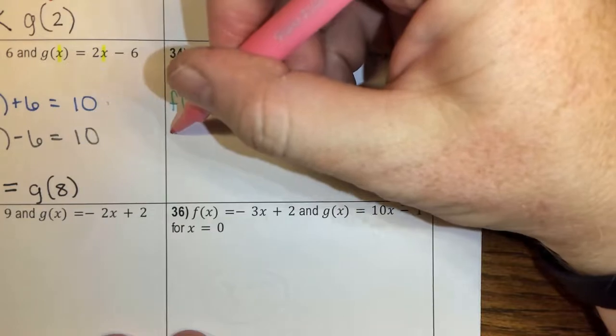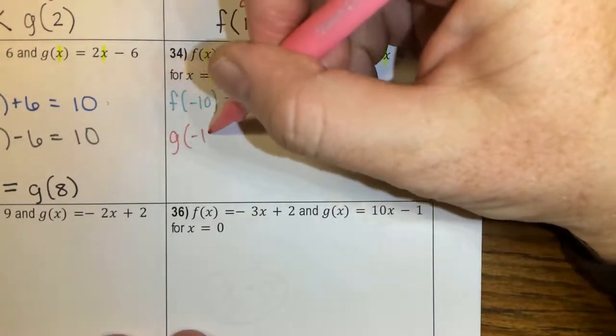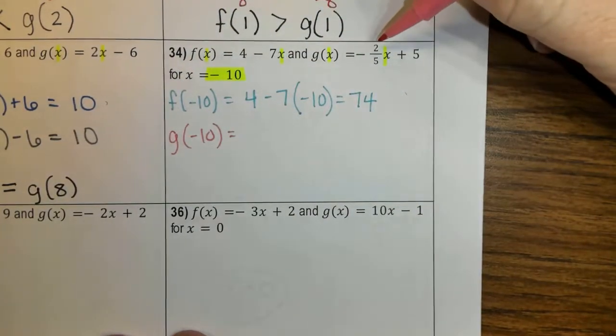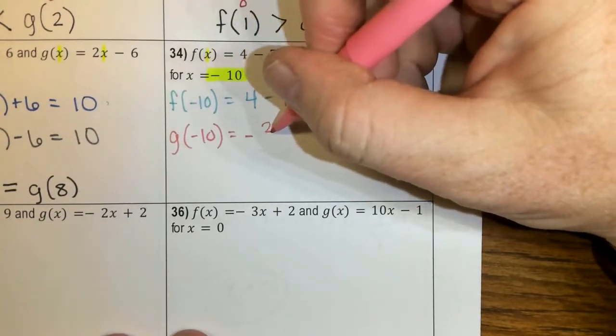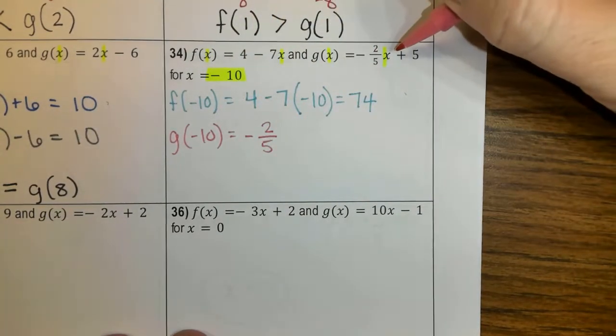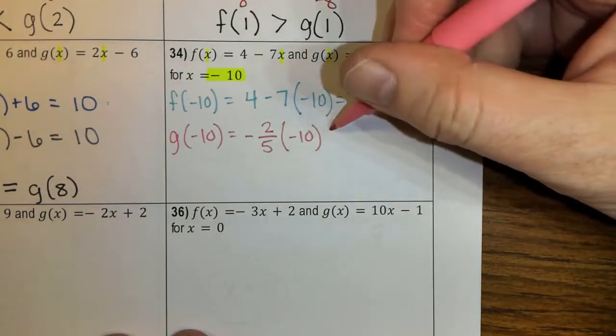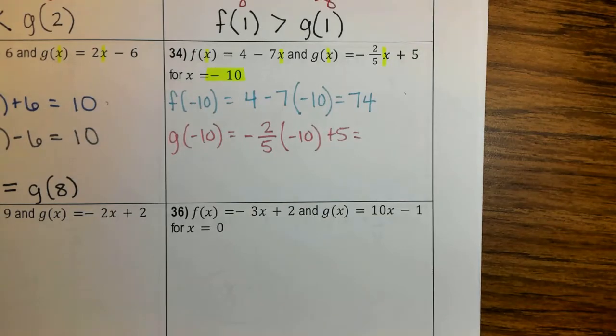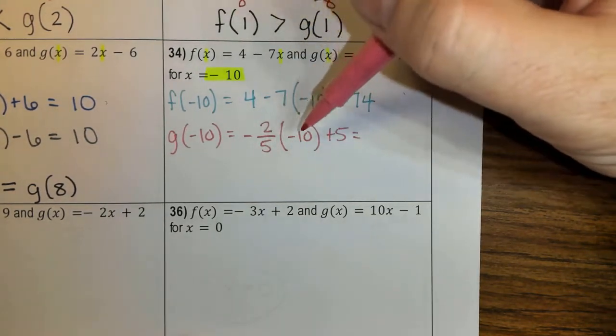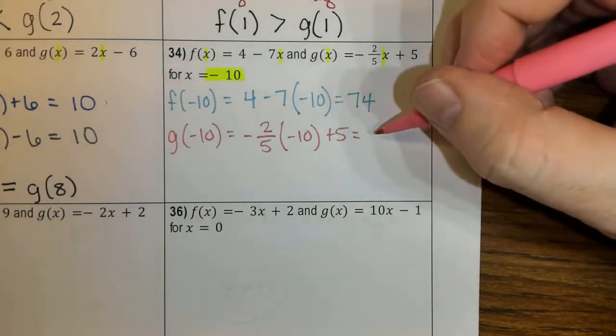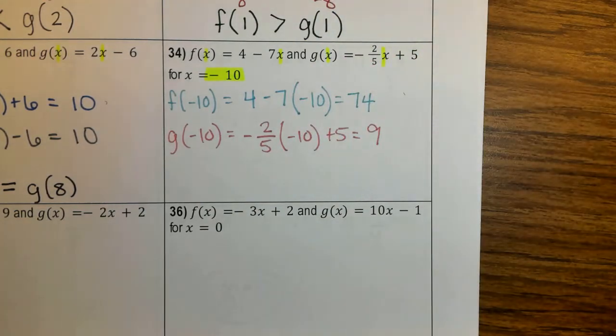And g of -10 equals -2 over 5x, so -2 over 5 parentheses -10 plus 5. Okay. This one would be, let's see, that's 9. If I'm correct, let's see. Yeah, that's right.